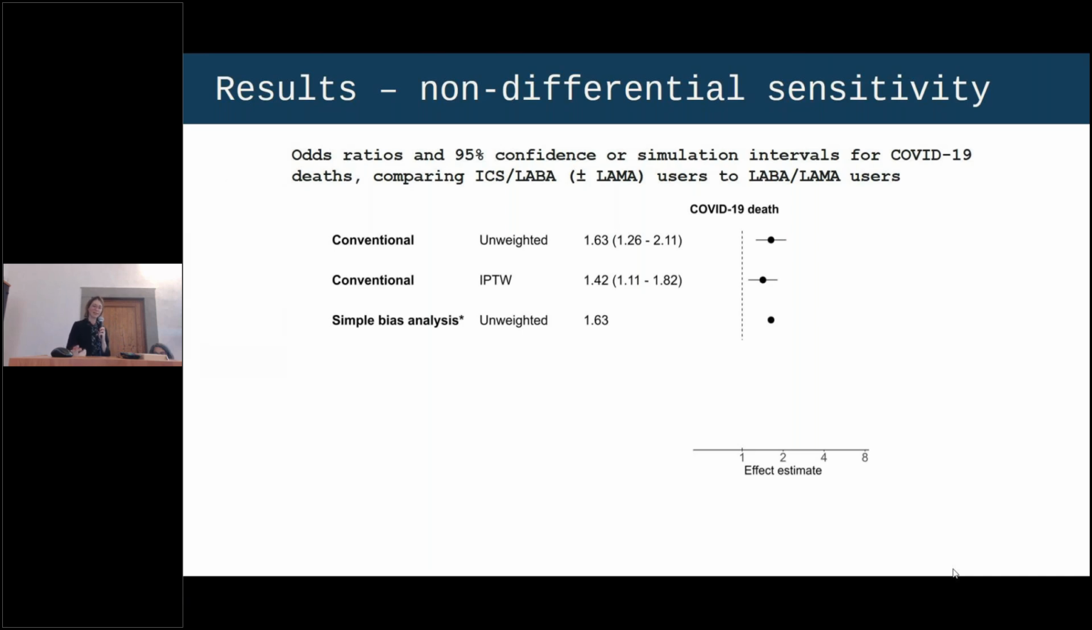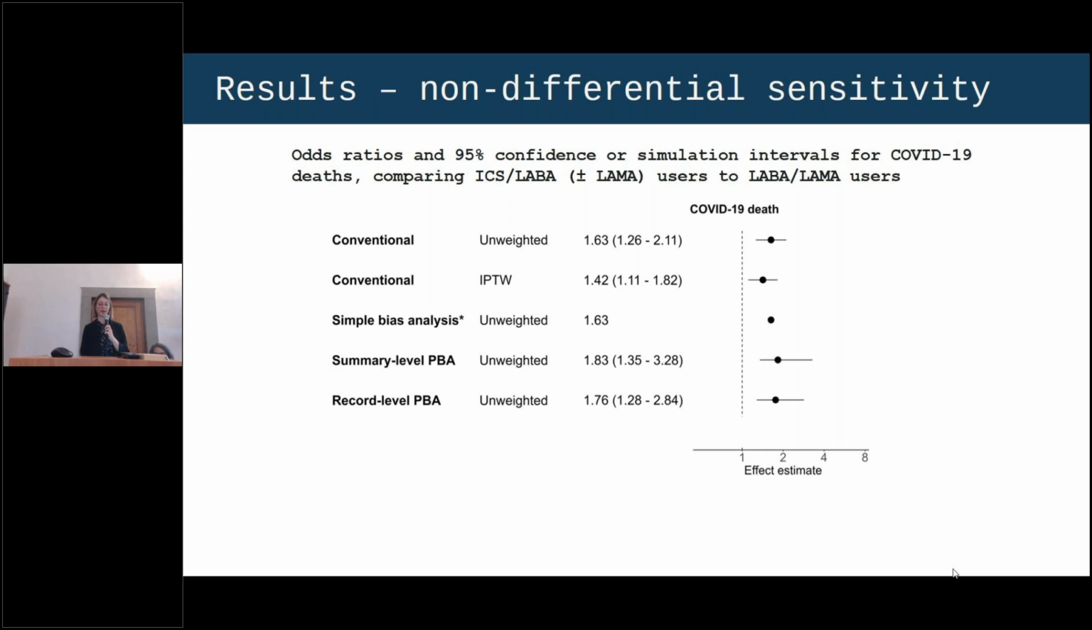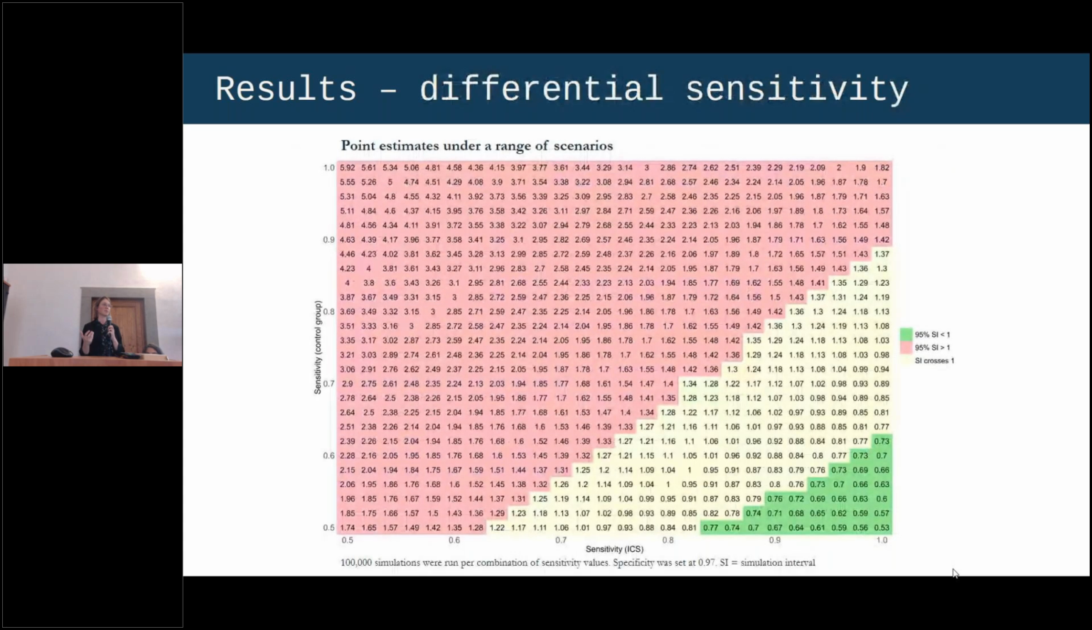Simple bias analysis, this is interesting, brings us right back to where we started, but essentially shifts the point estimate further away from the null. We find similar things for summary level and record level PBA, but you can see we now have the confidence interval, so we have increased our uncertainty. And then when we conduct record level PBA and incorporate the confounding adjustment, we move a little bit closer to the null again. That was under the assumption of non-differential misclassification.